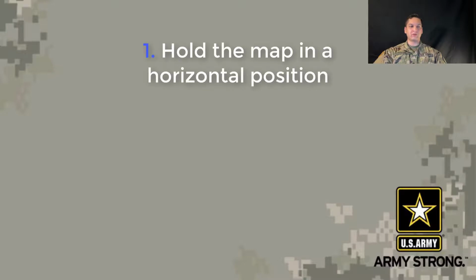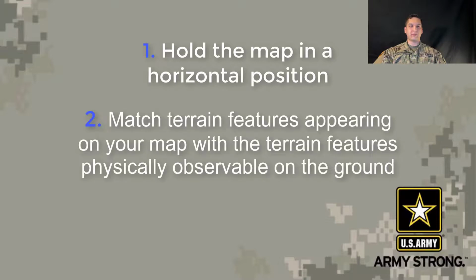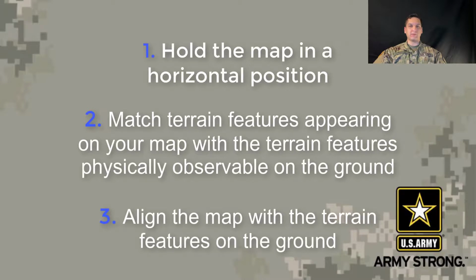So welcome back. I will now go over the evaluation. The first thing that you should have done is orient your map in a horizontal position. The next thing you would have done is match the terrain features appearing on the map with the physical features on the ground. And finally, you should have aligned the map with the features on the ground to within 30 degrees magnetic north. If you passed, please stand by while those who didn't get trained and reevaluated.